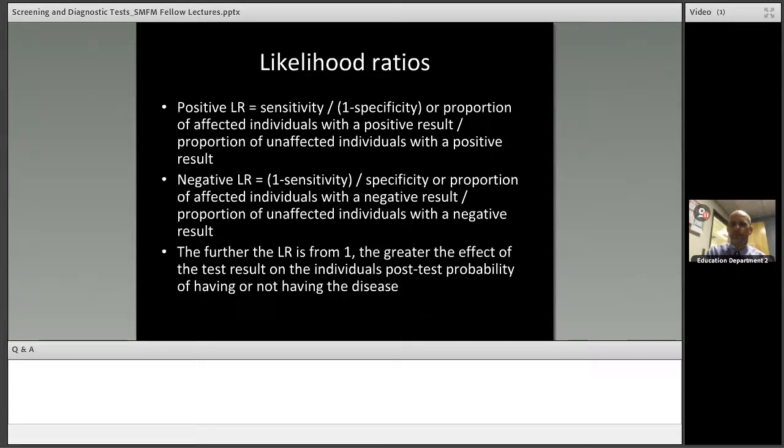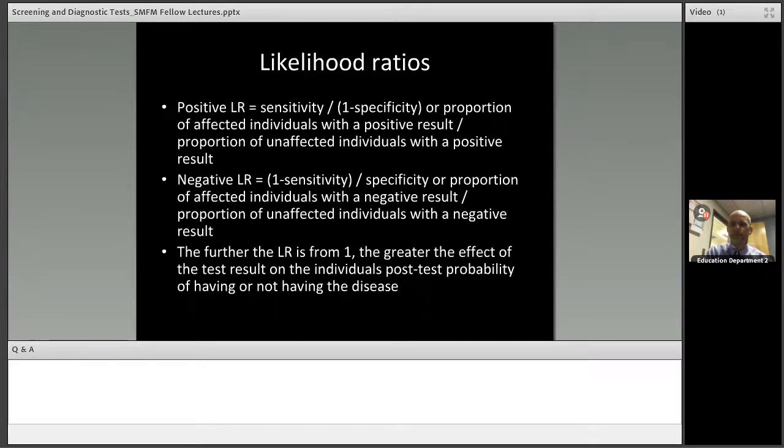So the positive likelihood ratio really is highly driven by the sensitivity of the test. And the formula is the sensitivity divided by 1 minus specificity. And it is defined as the proportion of affected individuals with a positive result divided by the proportion of unaffected individuals with a positive result.